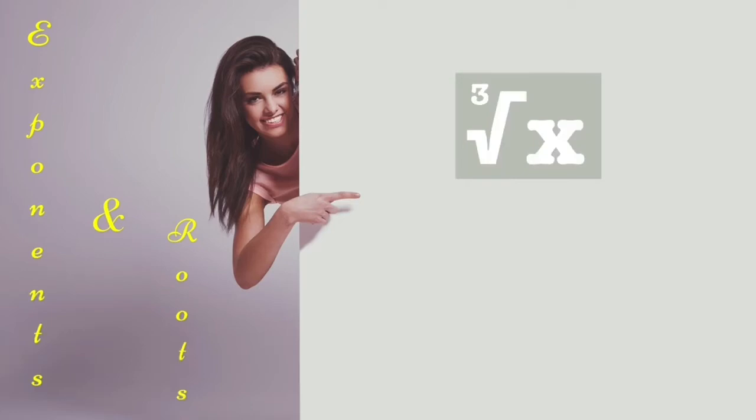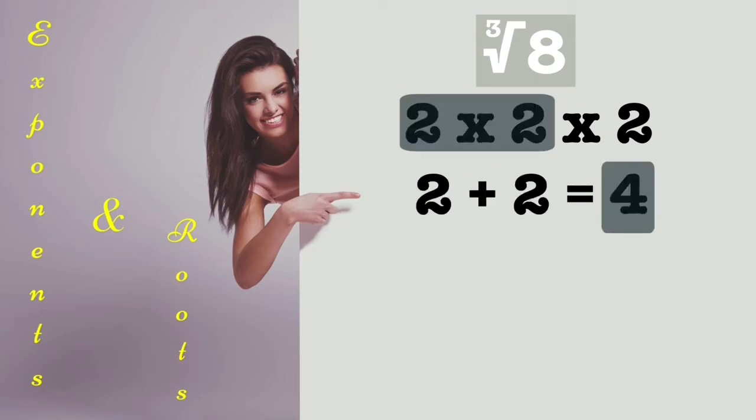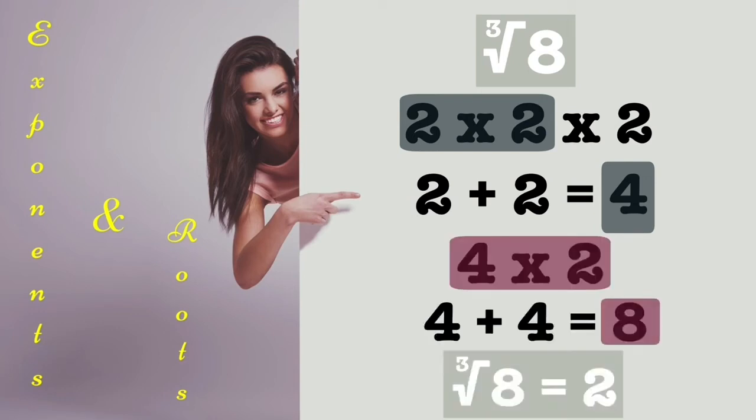In addition to the typical square root, you may see a little 3 or even a little 4 above the root symbol. Though the number may be different, the process is still the same. The cube root of 8. This expression begs the question, what number multiplied by itself 3 times results in a value of 8? 2 times 2 times 2. This means that the cube root of 8 is 2.